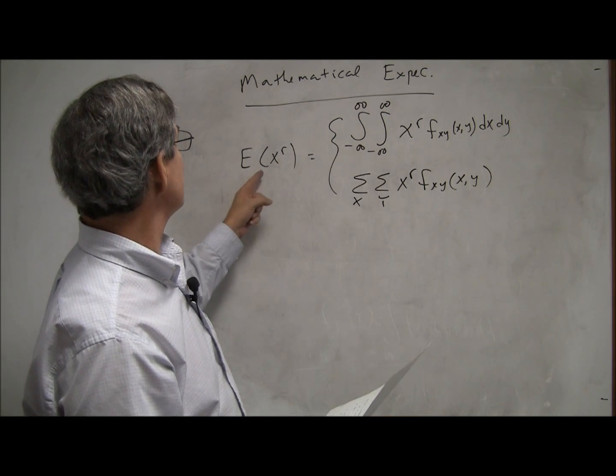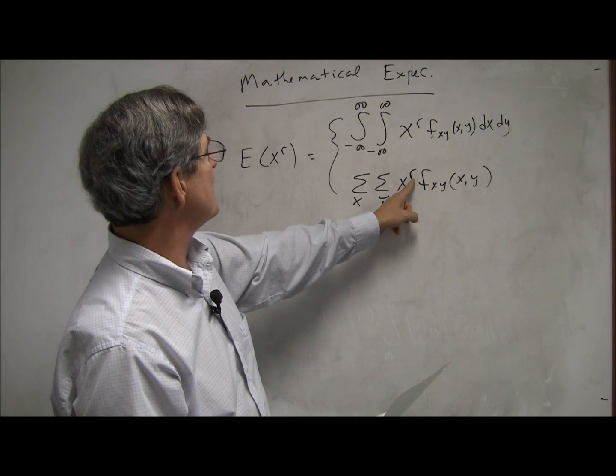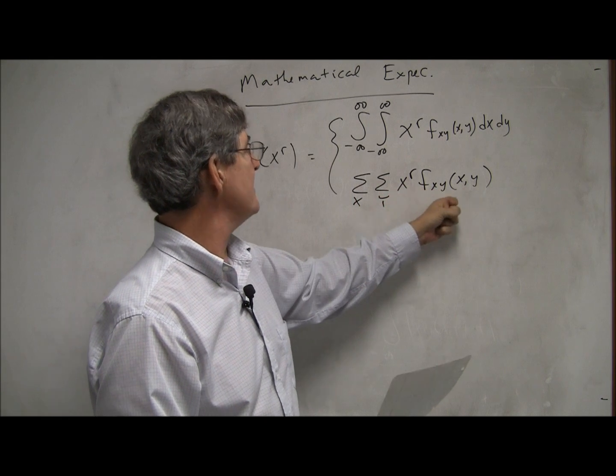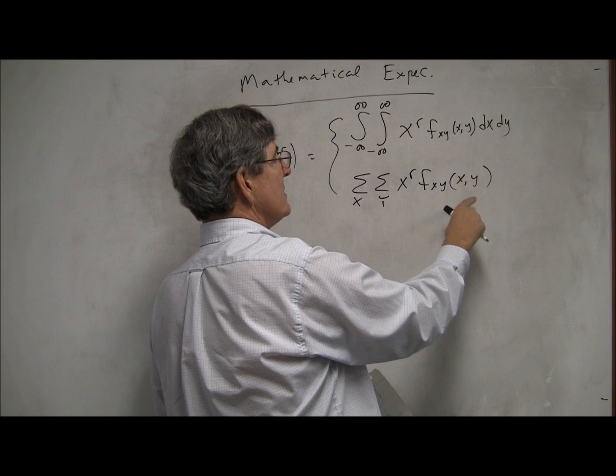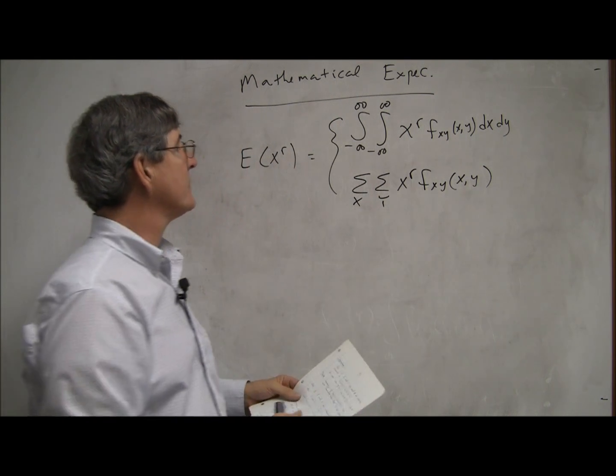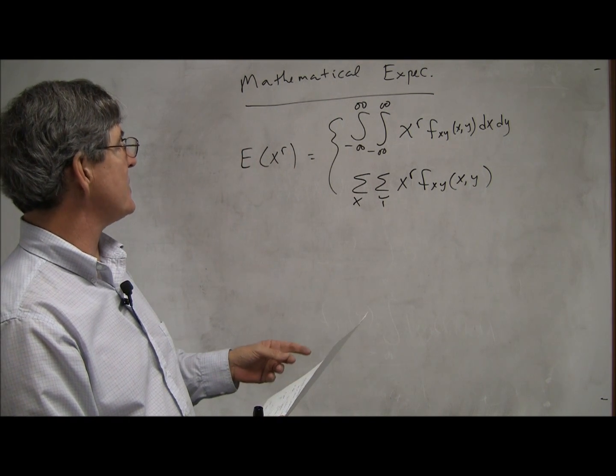So the mean, the expected value of x, would just be x to the 1. It would just be the sum of the x times the probabilities. We called this p_i when we did this earlier, but this is the same thing. Those are just the probabilities of each outcome.